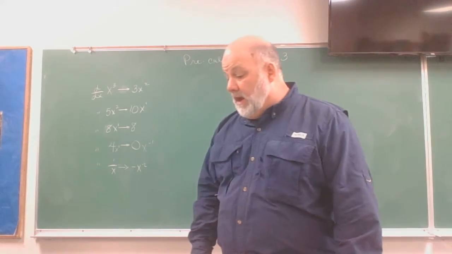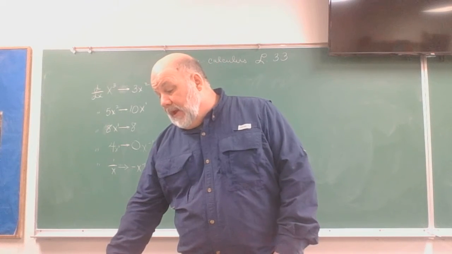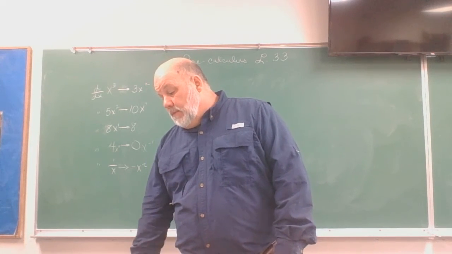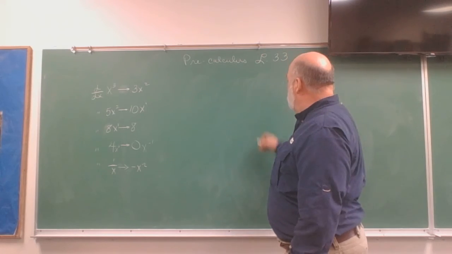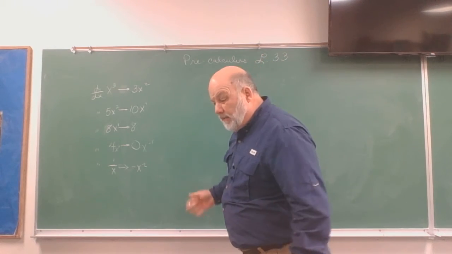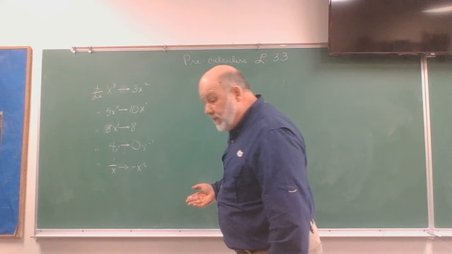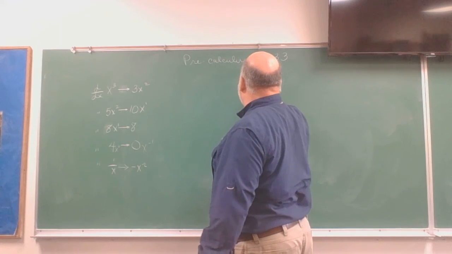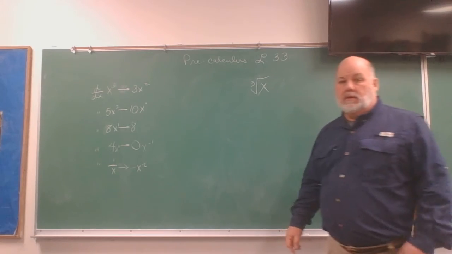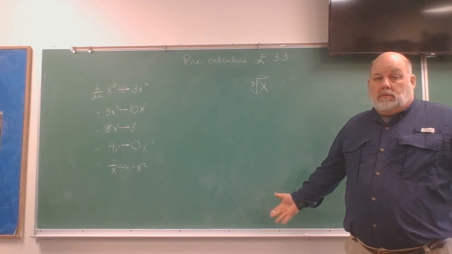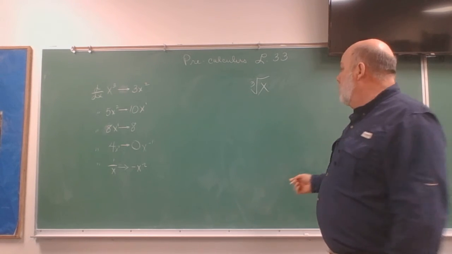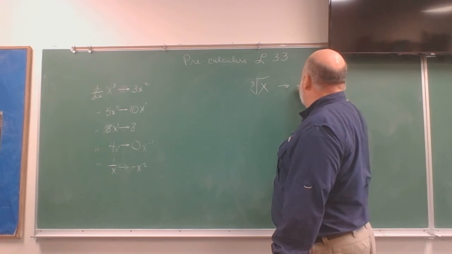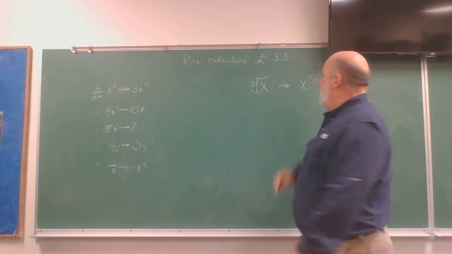Something I need to point out from the lesson. On page 178, numbers 3 and 5 are very different. I'm not going to write up f of x equals. I'm just going to put up the number we're taking the derivative of. The cube root of x. Well, how do we write that as x to a power? Well, that's simply x to the 1/3 power.